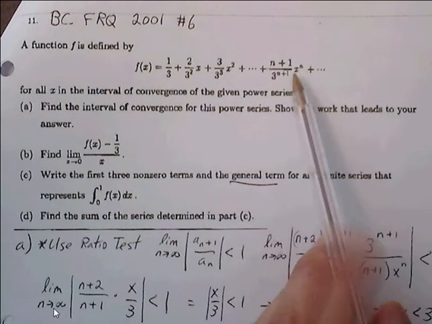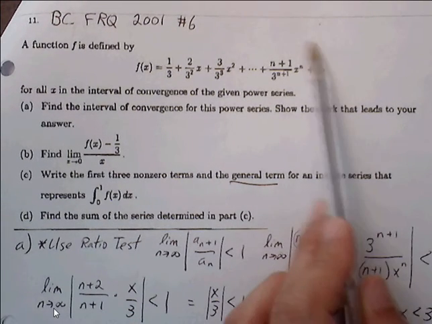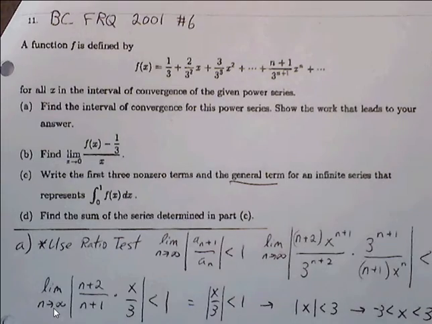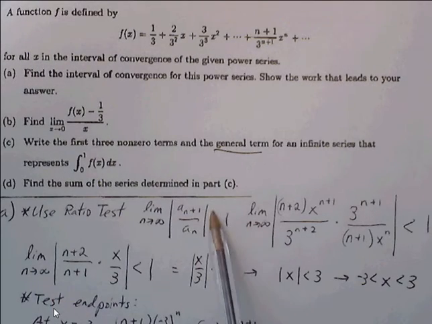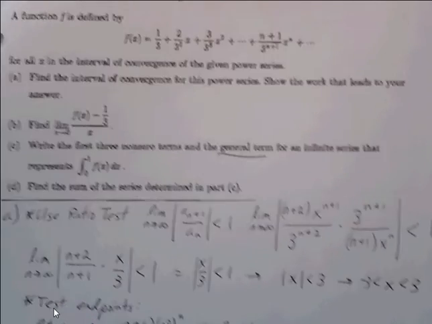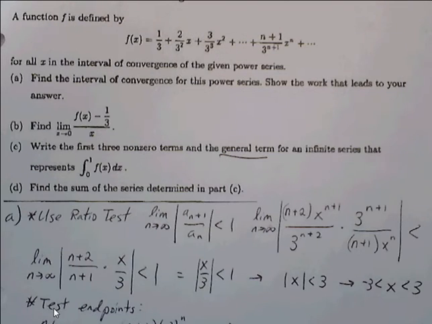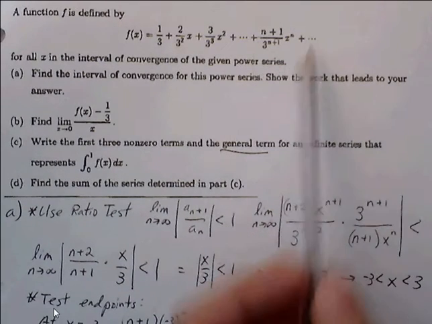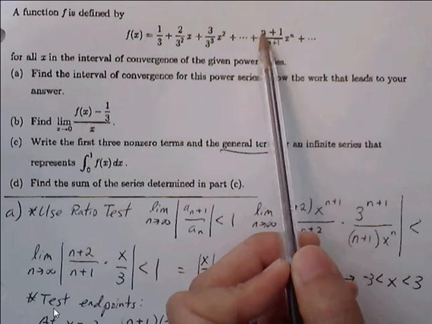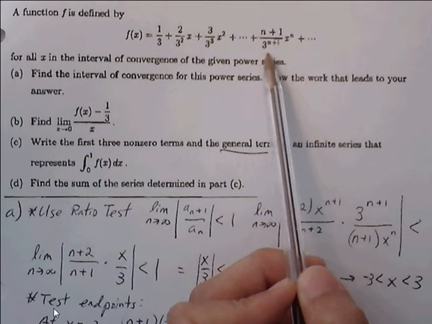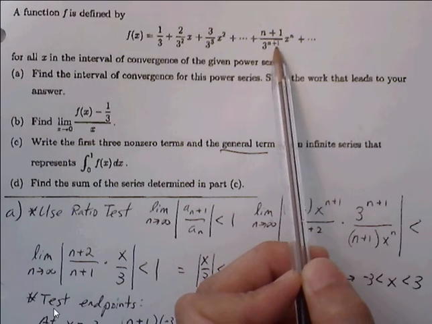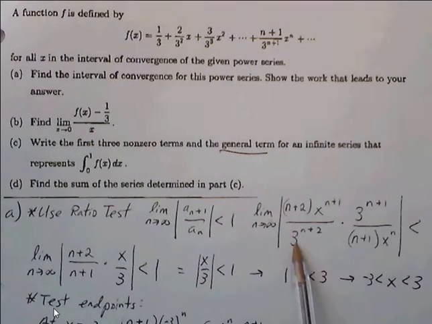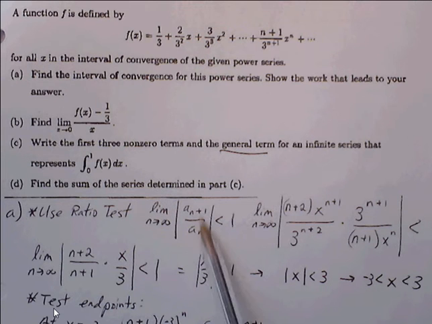So if we want to find the interval of convergence, we're going to go through the ratio test, which is the limit as n approaches infinity of a sub n plus 1 divided by a sub n. So a sub n plus 1 means we're going to replace every n we see with n plus 1, so n plus 1 over 3 to the n plus 1 and then x to the n plus 1. So this represents a sub n plus 1. And then we divide it by a sub n.